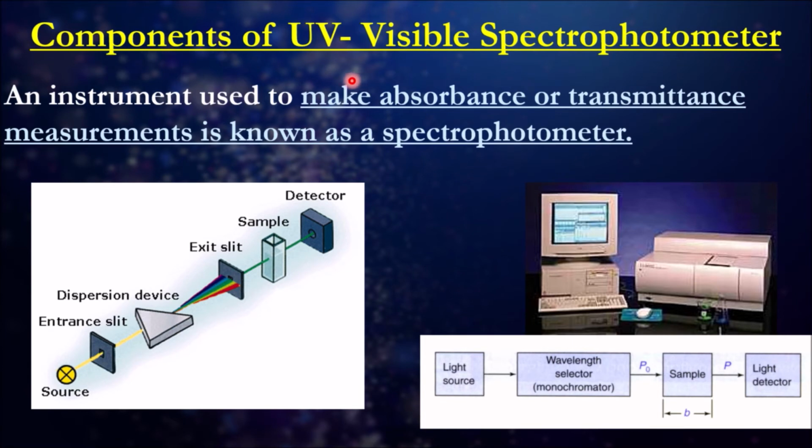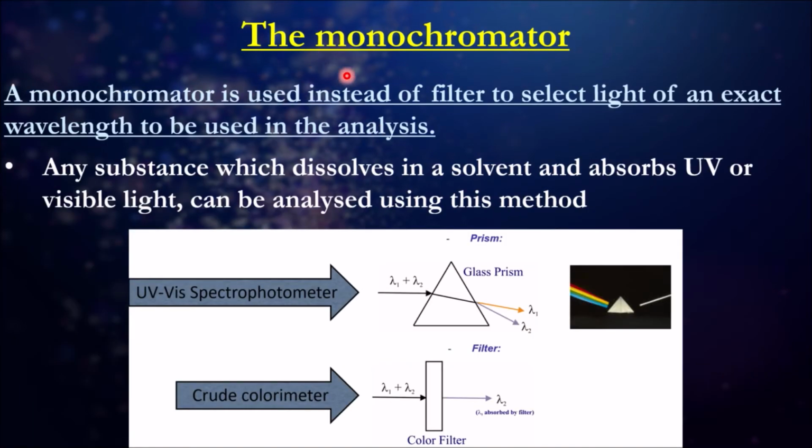So for the components of the UV visible spectrometer, we have these components here. We still have a light source. We have a thing called a monochromator, which is just to ensure that only one wavelength of light will be passing through. We still have the sample, we still have a detector. So the main difference between a colorimeter and a UV spectrophotometer is the monochromator. The monochromator replaces the filter to select light of an exact wavelength to be used in the analysis.